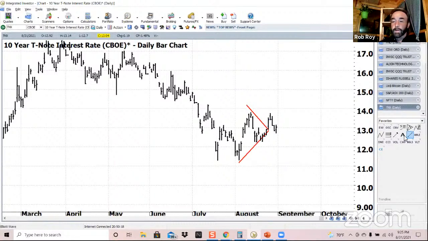And what happened? We retraced it right back to the point of the triangle. So that is not a qualified breakout. You just sit back and start over again. Maybe the pattern morphs into something a little bit different. Maybe it goes into a larger triangle. I mean, that's a possibility as well. But at this point in time, you have a failed breakout to the upside on rates.